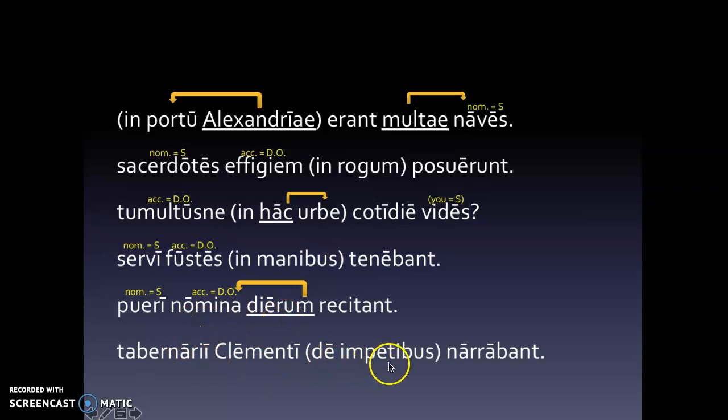And then we've got de impetibus. We've got two nouns here to label, tabernarii and clementi. They both end in an accented I. If you know that tabernarii is a second declension noun, then you know that this is nominative plural. Clementi, if you know that this is a third declension noun, then this accented I has to be the indirect object. It is dative. So the shopkeepers were telling Clemens about the attacks.